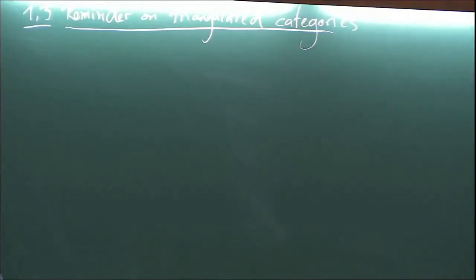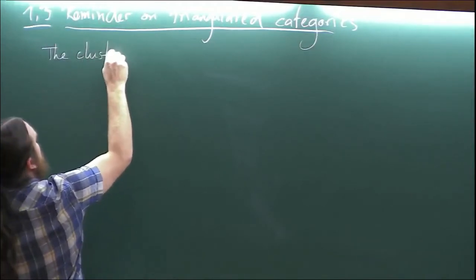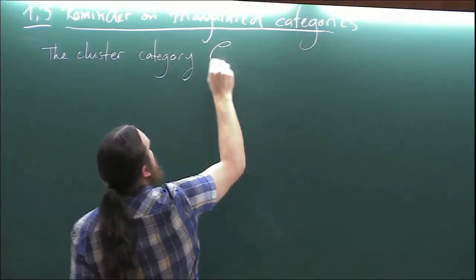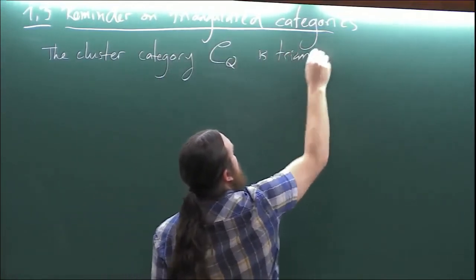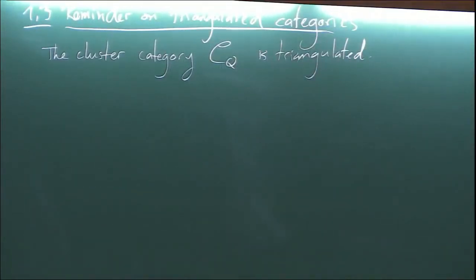Why do I want to say this? It's because remember that the cluster category of an acyclic quiver Q is triangulated. We've seen a lot of triangulated categories, for instance, in Bernhard's lectures, the derived category of a module category is triangulated. The cluster category is triangulated. So let's see what this means.